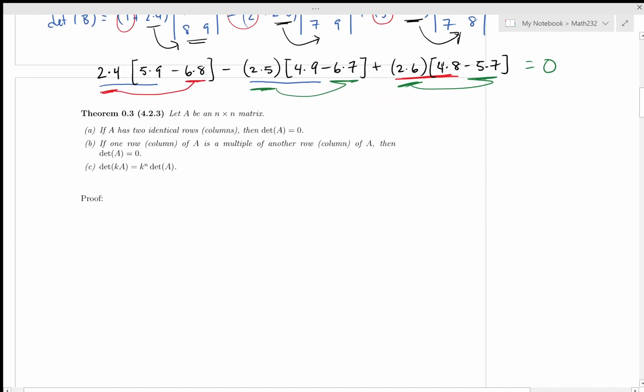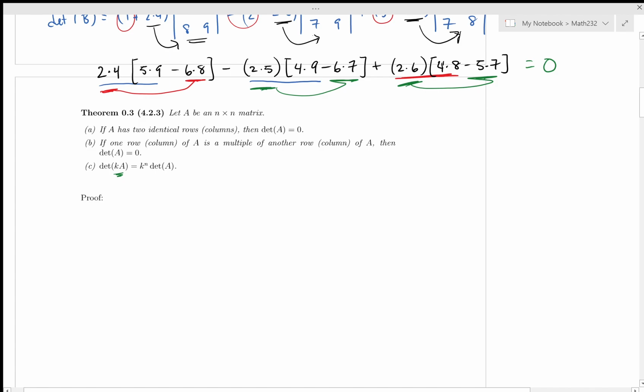Okay, so let's look at a couple of consequences of this. If A has 2 identical rows, then the determinant is 0. So you definitely want to notice that if you're calculating a determinant. If one row is a multiple of another, then the determinant is also 0. And the determinant of k times A is k to the n times the determinant of A. This is multiplying the entire matrix by k, not just a single row.